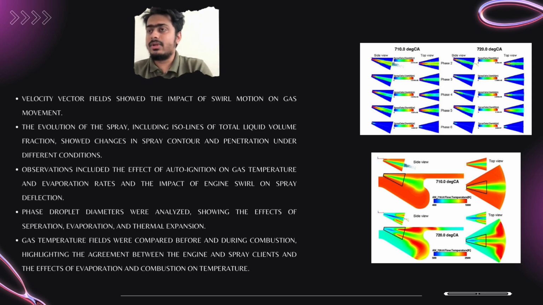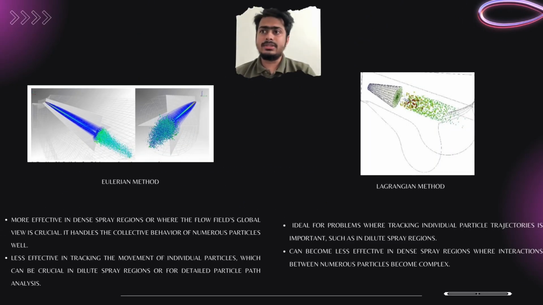As you can see from picture 1, the inside part is the Eulerian method, and the outside of picture 1 is the Lagrangian method. Then the Eulerian method and Lagrangian method have a few differences. The Eulerian method is more effective in dense spray regions where the flow field's global view is crucial. It handles the collective behavior of numerical particles, but it has one limitation, that is it is less effective in tracking the movement of individual particles, which can be crucial in dilute spray regions or for detailed particle path analysis.